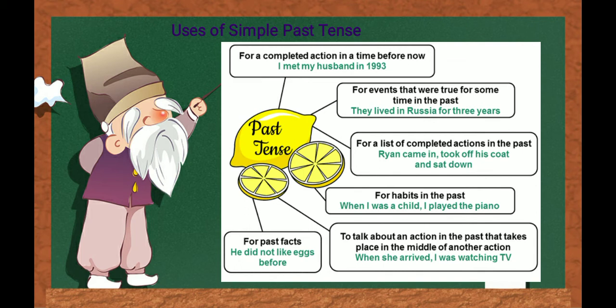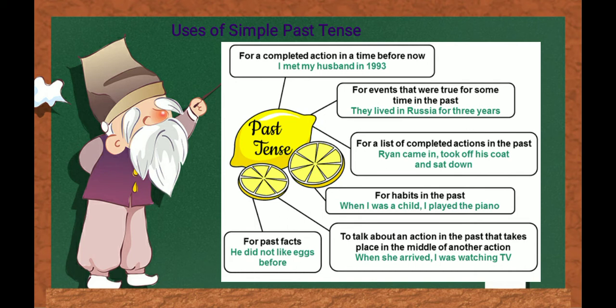Next, we use simple past tense for events that were true for some time in the past. In the past, a few years ago, it was true. It may not be true now, but it was true in the past. For example, they lived in Russia for 3 years.